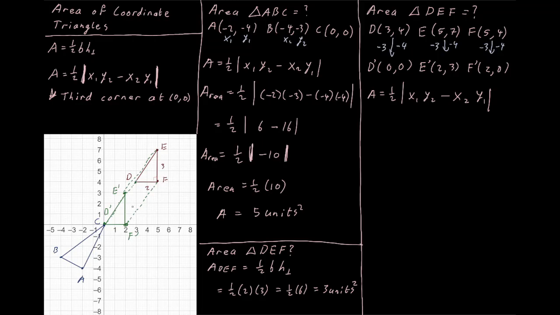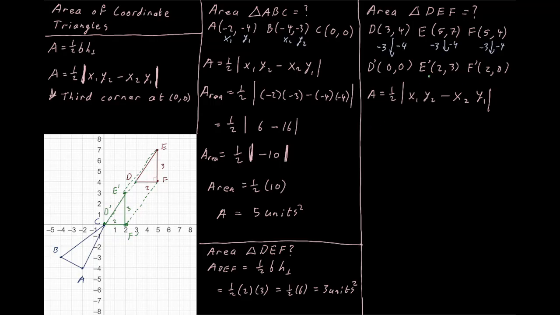When I have drawn in my translation, so I've moved all of my corners by the same amount in the same direction, D is now down at the origin, E ends up at 2, 3, and F's image ends up at 2, 0. I can see that the green triangle here is the same size and shape as the original red triangle. All I've done is move all of the corners down by the same amount in the same direction. The base of this triangle is still 2 units long, and the perpendicular height away from that base is still 3.